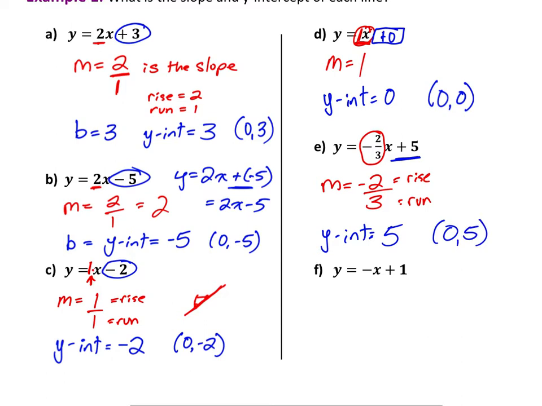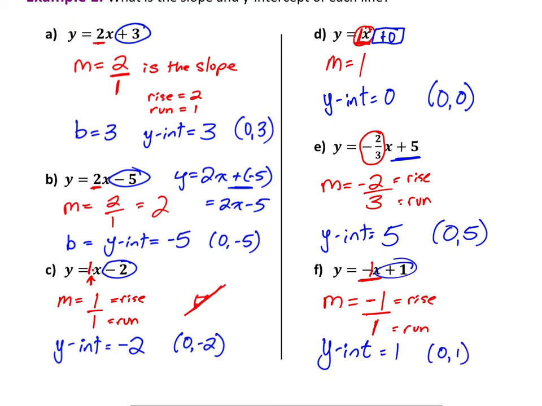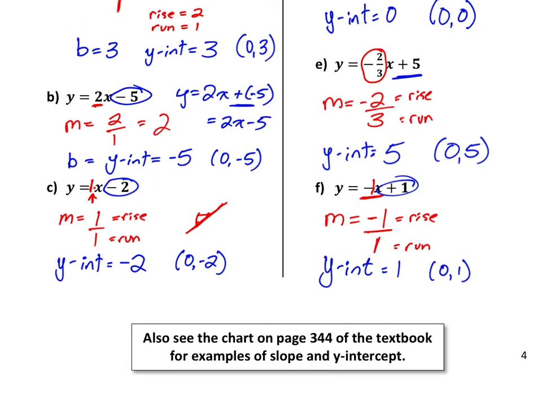And lastly, for example F, we have negative x, so that means our slope would be negative 1, because this means like negative 1 times x here, and it would still be over positive 1, the rise would be equal to negative 1, and the run would be equal to positive 1. And the b value, or the y-intercept, is that constant term, which is positive 1. So (0, positive 1) would be the y-intercept and a point on the graph. Now there's also a chart on page 344 in your textbook for more examples of slope and y-intercept that you could check out if you would like.